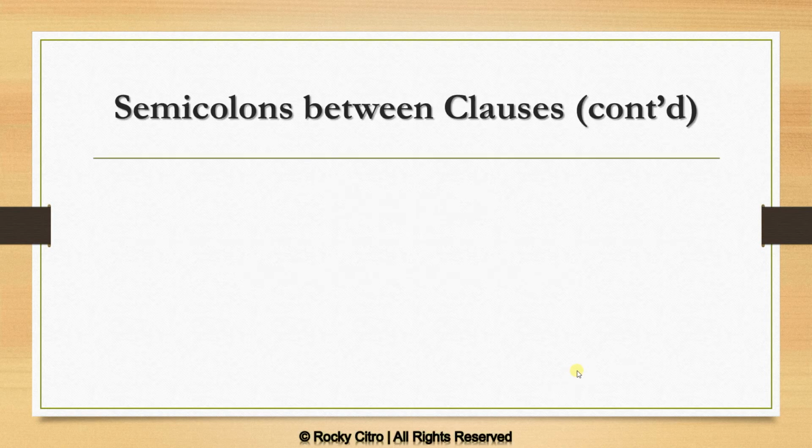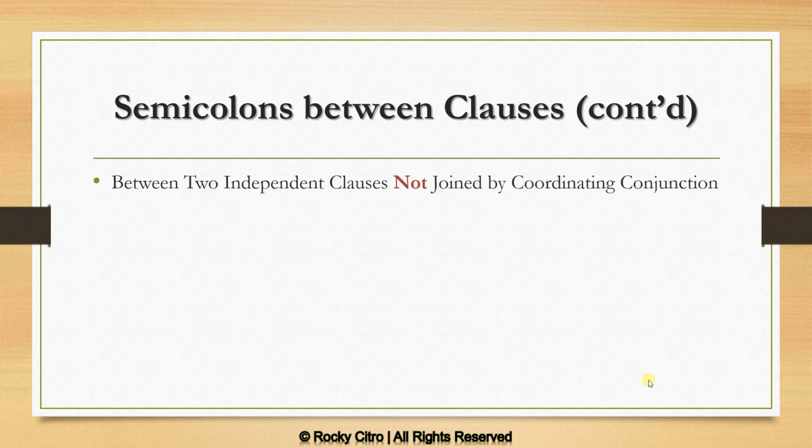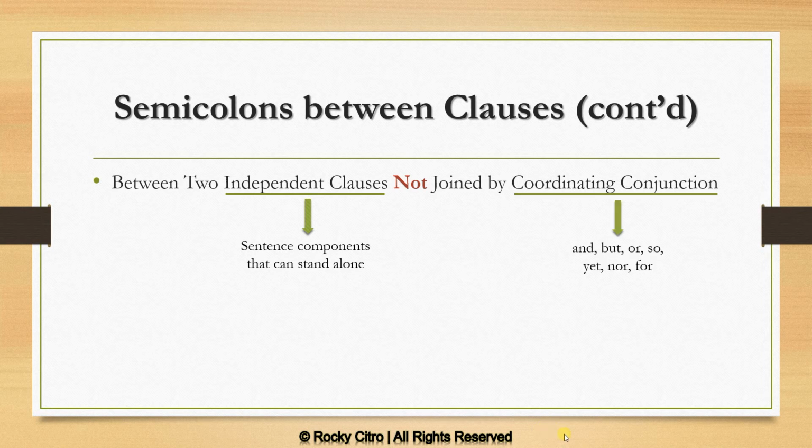And in the fourth lesson in the comma usage video, we looked at a situation where we had two independent clauses joined by a coordinated conjunction. Here we're going to look at the opposite, two independent clauses not joined by a coordinated conjunction. Let's put this in lay terms again. An independent clause is essentially a sentence that can stand on its own, a grammatically complete idea. And a coordinated conjunction is one of these 7 little words: and, but, or, so, yet, nor, or for. Well, in this case, we don't want to have one present.